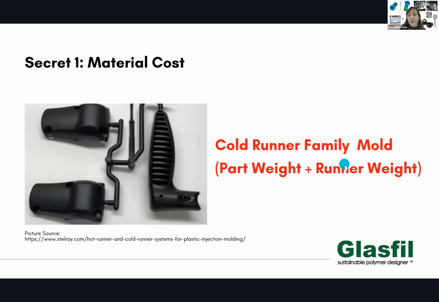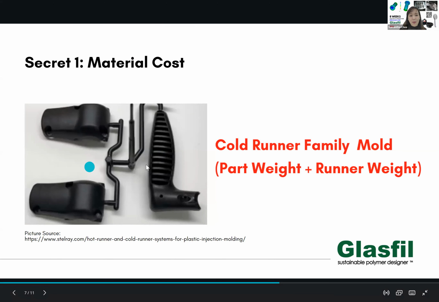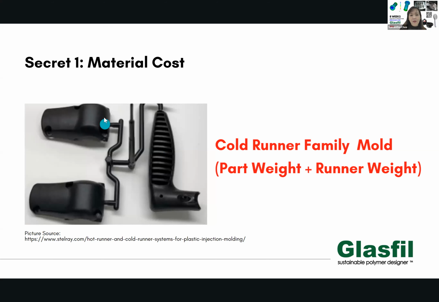This is called a family mold. A family mold means it has a family, so it has brothers and sisters, okay? Meaning in one mold, you actually have a combination of different parts, which is possible. On molds with low runs, like 1,000 or 2,000, you do not want to develop individual molds, so you can do a family mold.